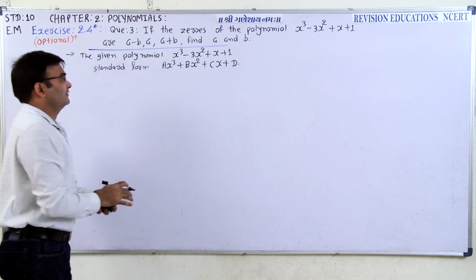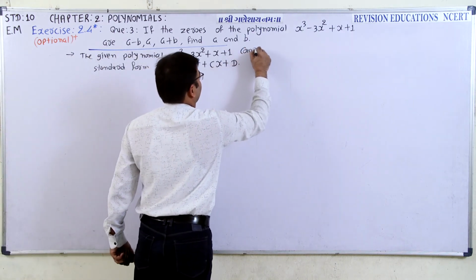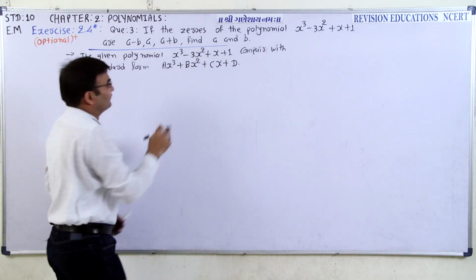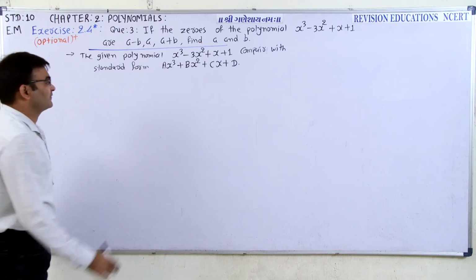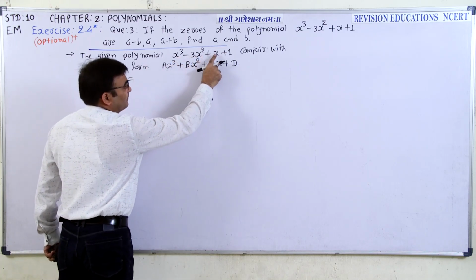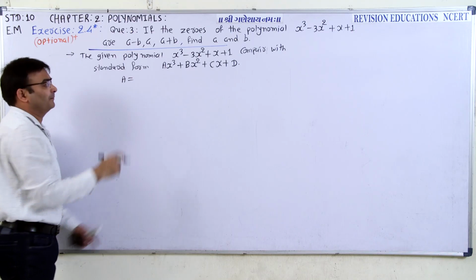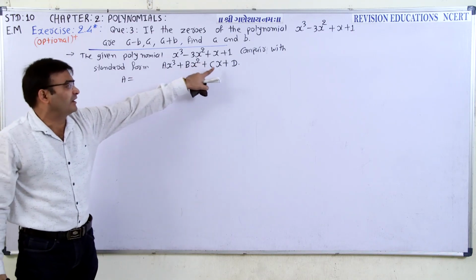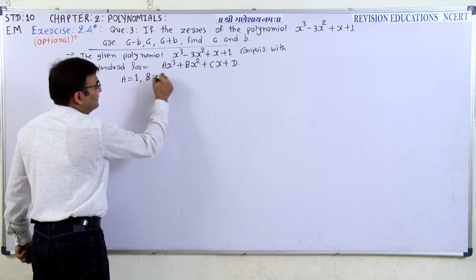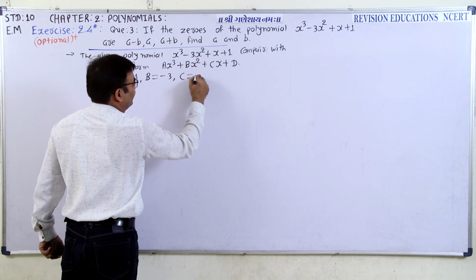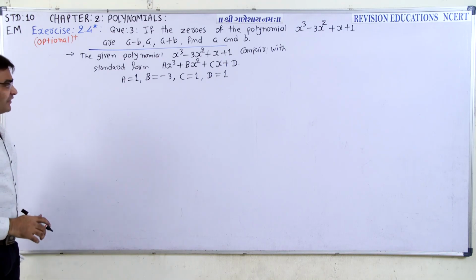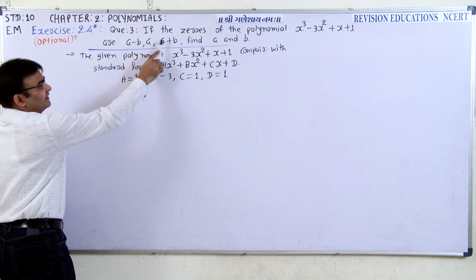Compare it with the standard form Ax cube plus Bx square plus Cx plus D. So we can write the given polynomial x cube minus 3x square plus x plus 1 compared with the standard form: capital A is equal to 1, capital B is equal to minus 3, capital C is equal to 1 and capital D is also equal to 1. Now friends, three zeros are given.